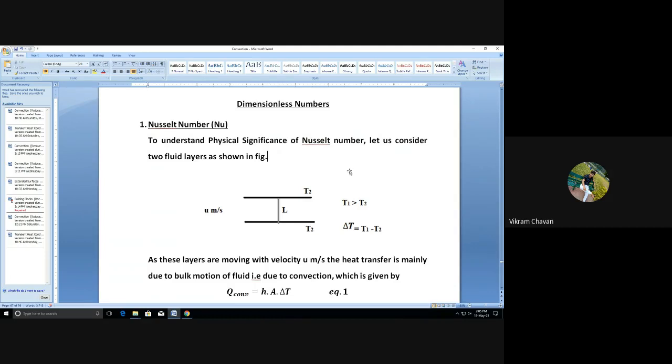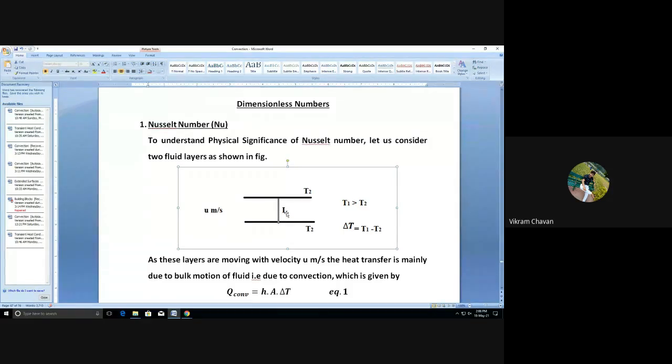For understanding purposes, we have to consider this figure first of all. In this figure, you can see that there are two lines. These two lines represent two layers of a fluid, which are apart from each other by L meter distance.